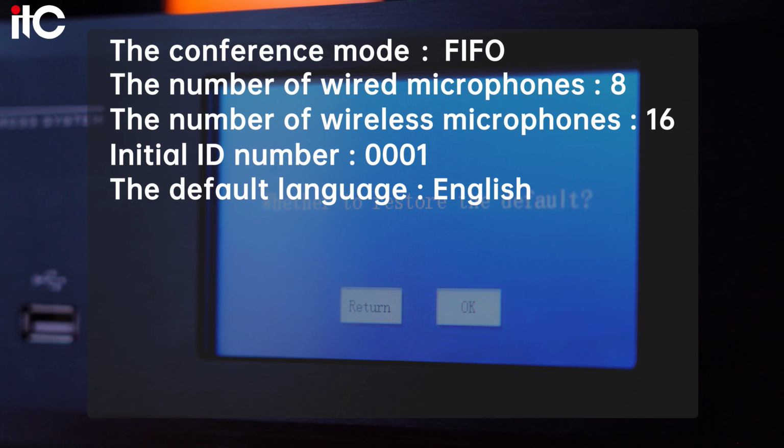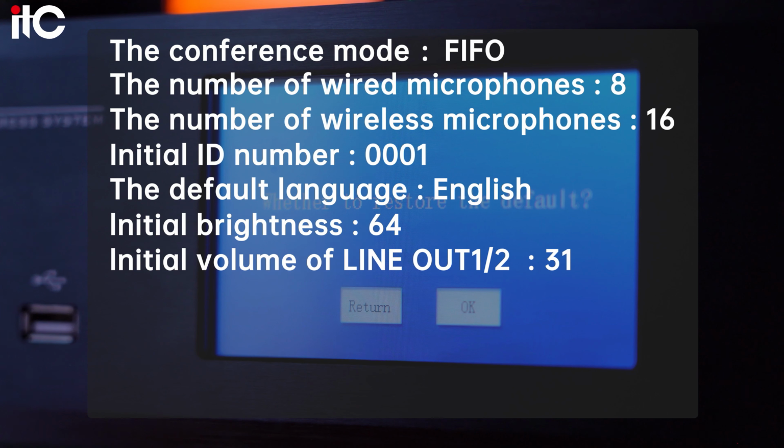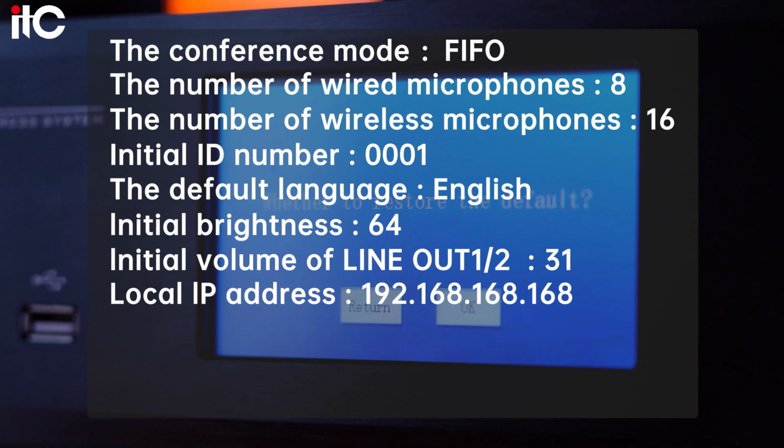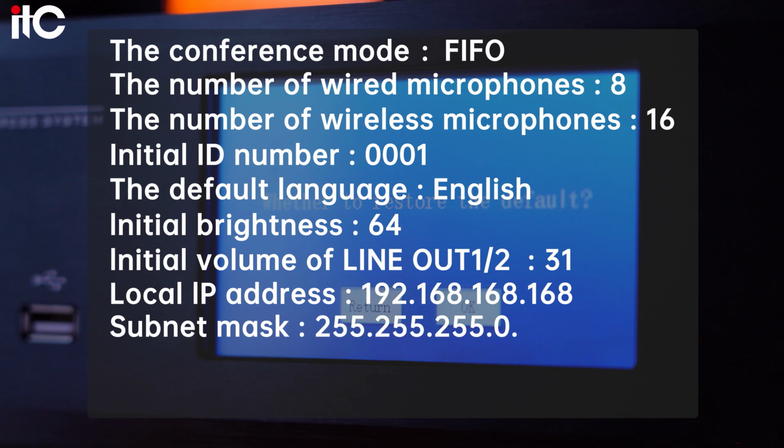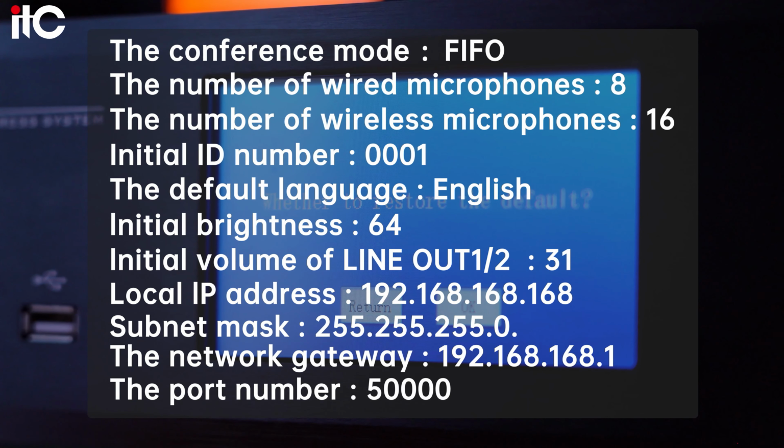The default language is English. Initial brightness is 64. Initial volume of line L1 or 2 is 31. Local IP address is 192.168.168.168. Subnet mask is 255.255.255.0. The network gateway is 192.168.168.1, and the port number is 50,000.